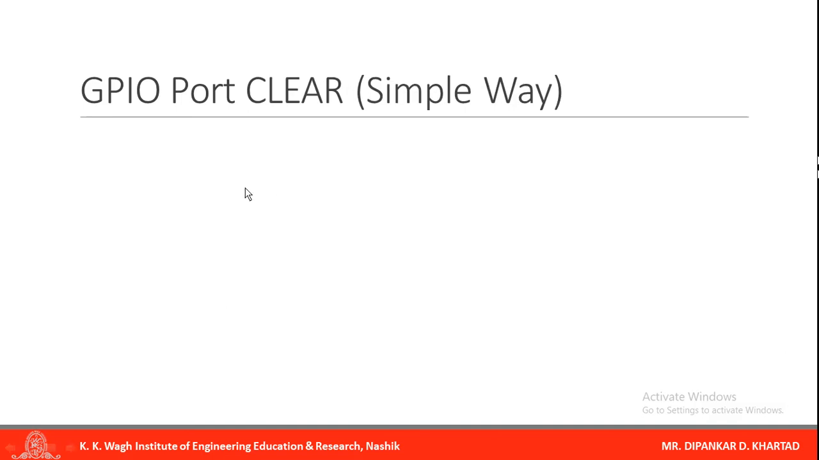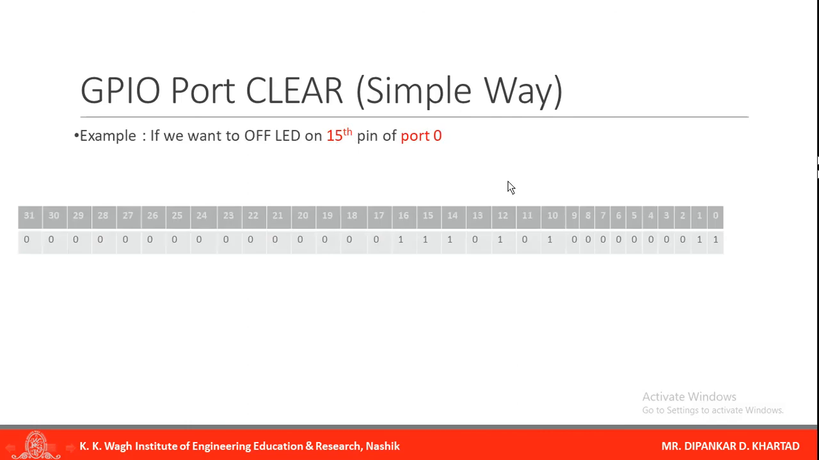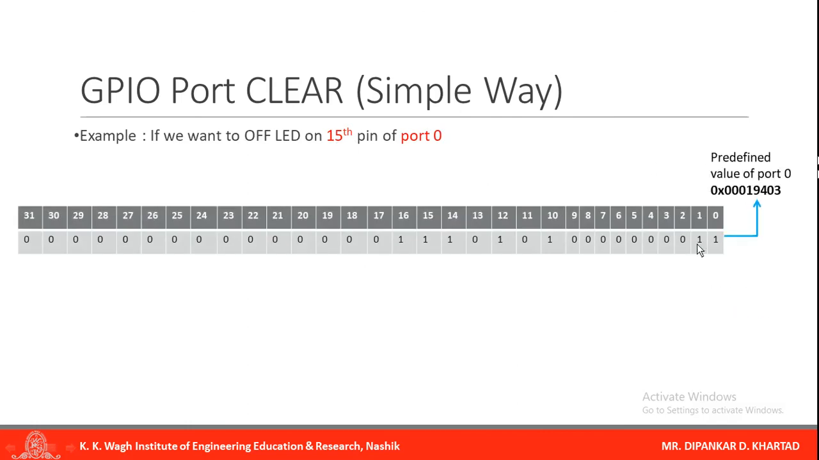So in the simple way we'll study. If you want to off the LED on 15th pin, what do you have to do? You have to reset the 15th pin. This is the register again, predefined value. So P0.15 should be reset to logic level low. So this is logic level high.